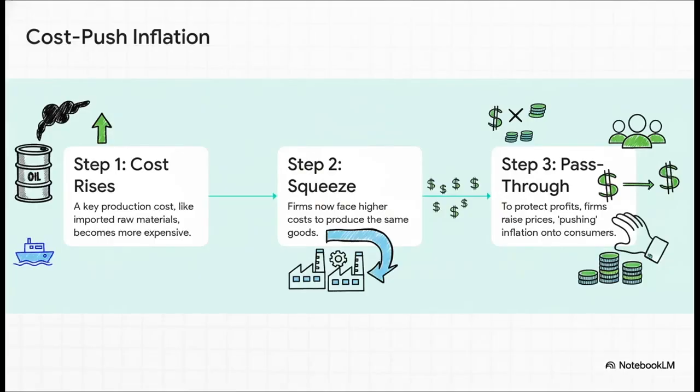Now for cost push, your examiner is looking for this exact kind of logical chain. Step 1, a key cost of production goes up. Say the price of imported oil skyrockets. Step 2, this means firms' costs have just shot up.